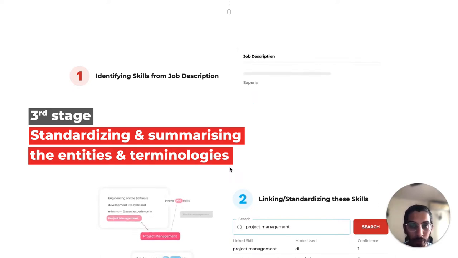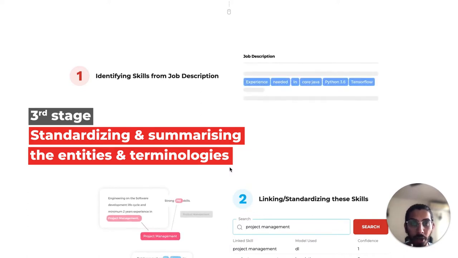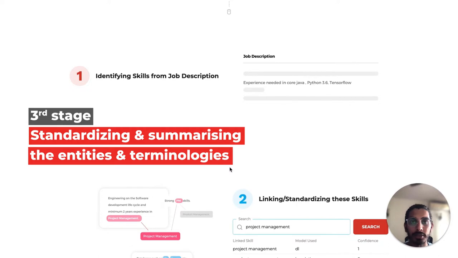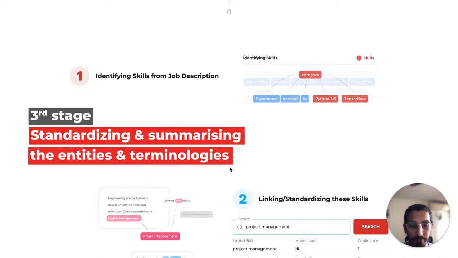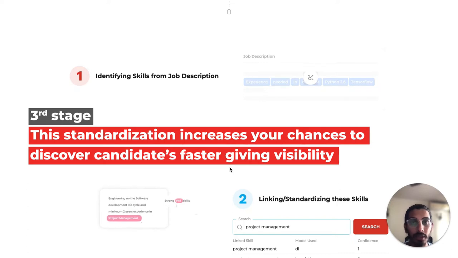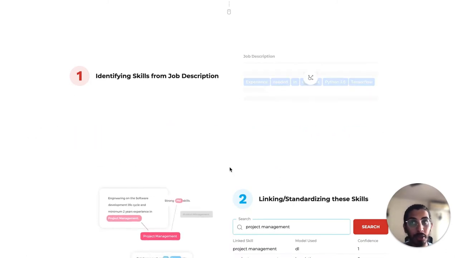That's what we do once the system has extracted those skills and other entities, with an entity standardization machine learning capability. It utilizes the heuristics and patterns which our neural network has learned from the data, and patterns acquired across the years from domain experts, data annotators, the way proposals are happening, and the way rejections, shortlistings, and offer letters are happening. This standardization increases your chances to discover candidates faster and helps increase supply visibility, because everybody may not write the same terminologies.